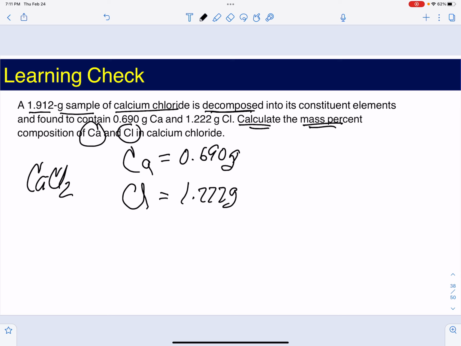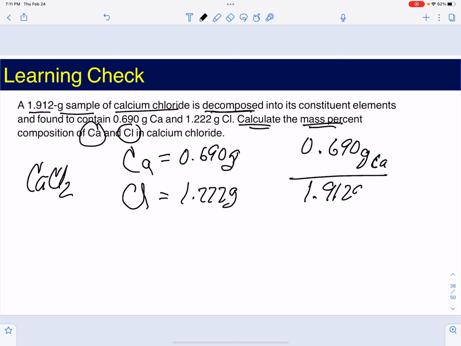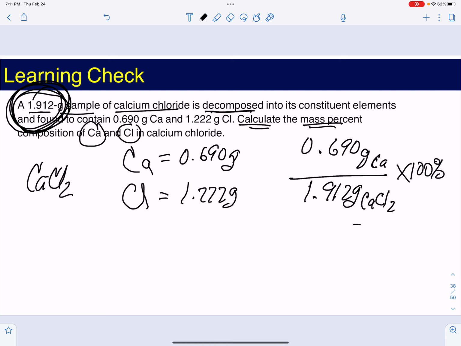So once more, we got 0.69 grams of calcium out of 1.912 grams of calcium chloride. That was given right there, right? If you multiply that by 100, you get the percent of calcium.